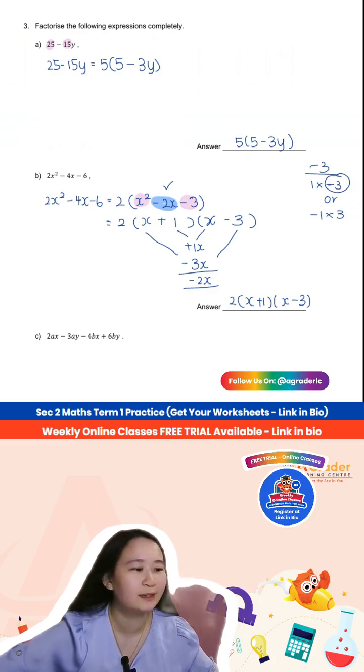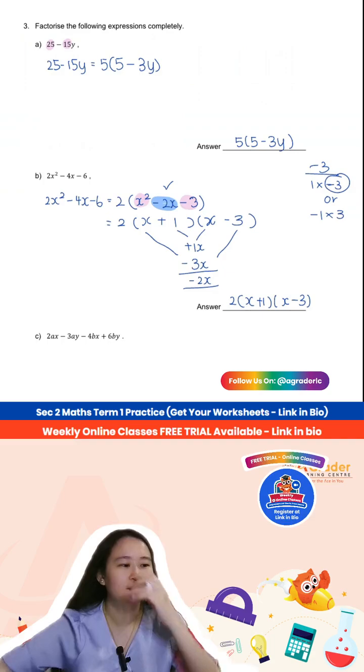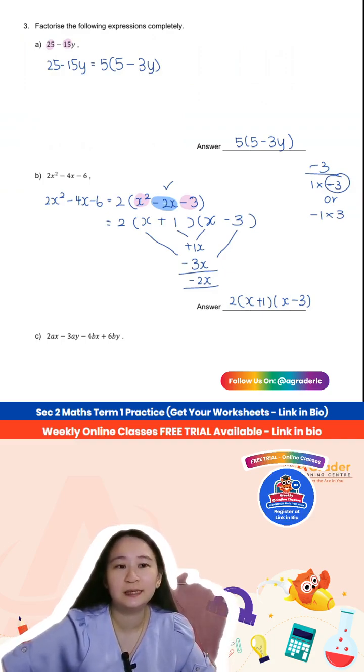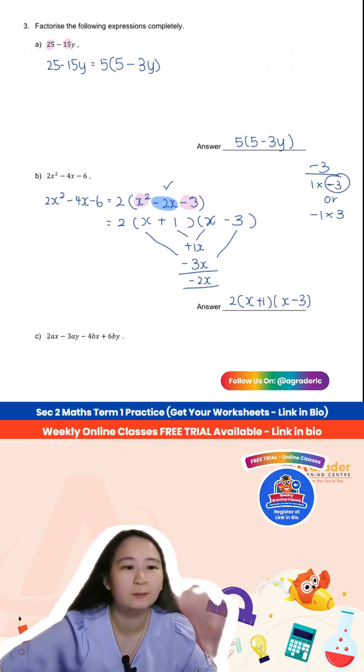Those who are done, move on to part C. Part C, you see that there's 4 terms, so you split into 2 terms and 2 terms to factorize first before you combine them together.